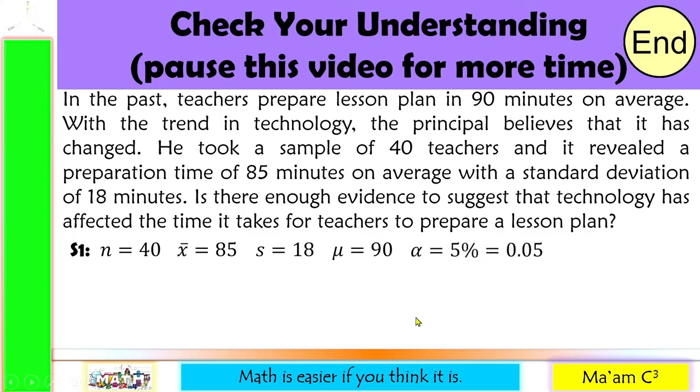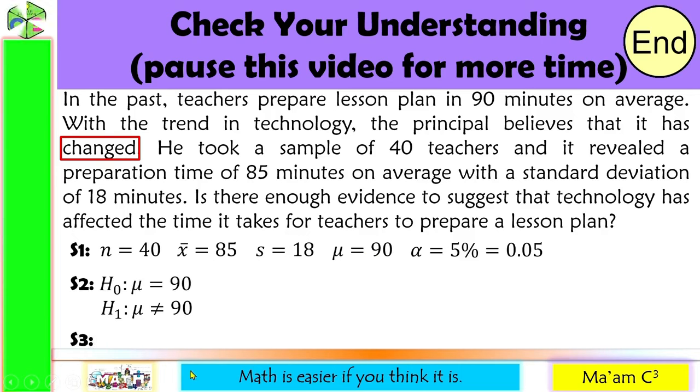or 0.05. Step 2, for our hypothesis, let us look for a keyword, and we have here change. No particular direction if it is less than or greater than. This will fall in our alternative hypothesis. H sub 1, mu is not equal to 90. Our null hypothesis would be H sub 0, mu is equal to 90. Step 3, let us decide on the test statistic.